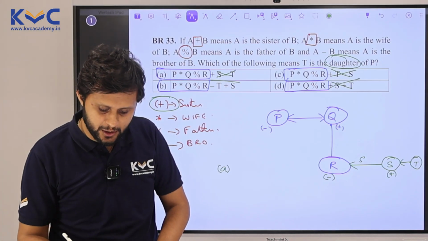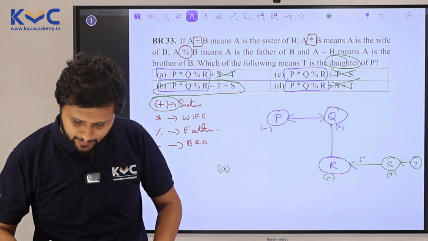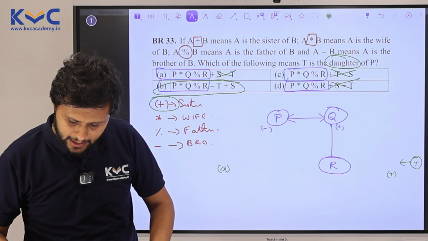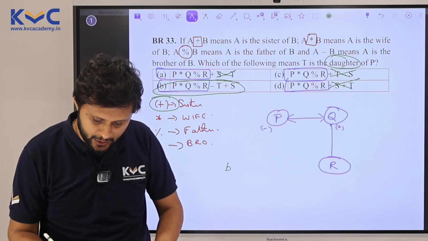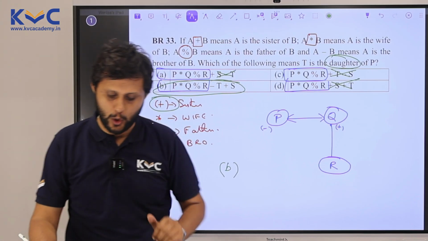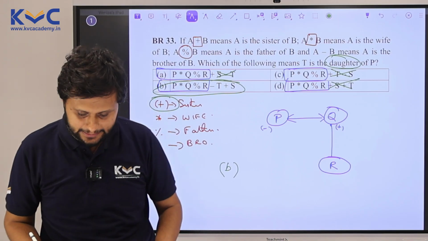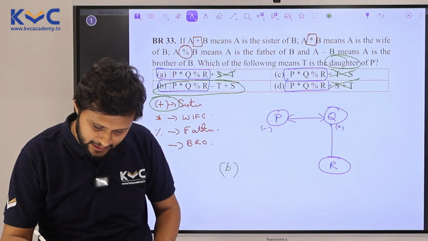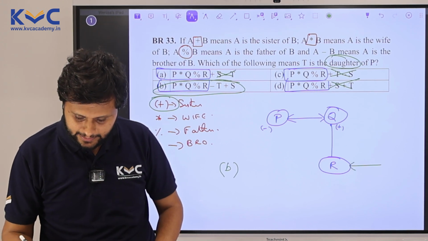Now let's go to option B. I've eliminated all the other options. Fine. I will remove this part, what I had done earlier. I'll just see if my option B satisfies. I'll go to option B now. First part is common. Now I take from R. R minus T is there. R minus T. What does minus stand for? Brother. R is plus.